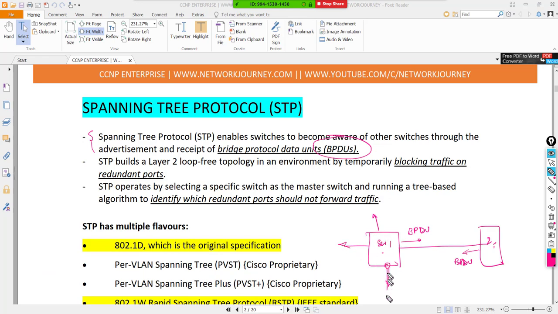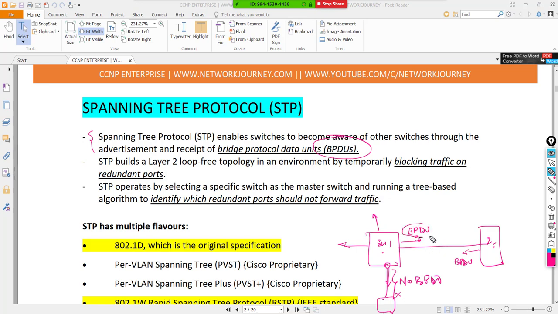So let's say I have a computer. Do you think the computer will recognize BPDU? No, a computer doesn't recognize any BPDU. So we will not be seeing any BPDU between a switch and a computer. BPDUs are only seen between two different switches.